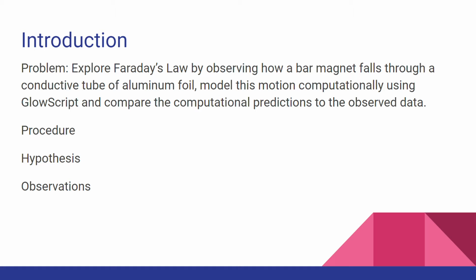This lab was done by dropping a cylindrical bar magnet through a roll of aluminum foil. The motion of the magnet falling through the cylinder was recorded using video. The time that the magnet was inside the tube was determined. This was repeated several times to get an average time that the magnet spent inside the tube.